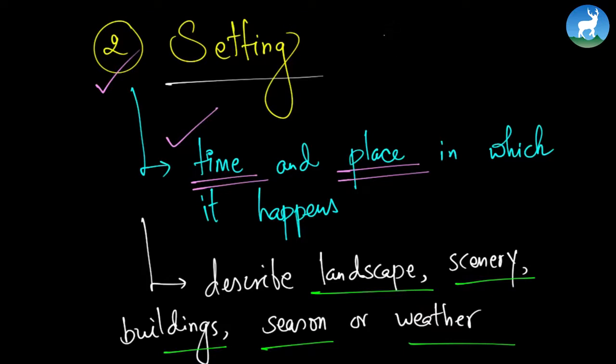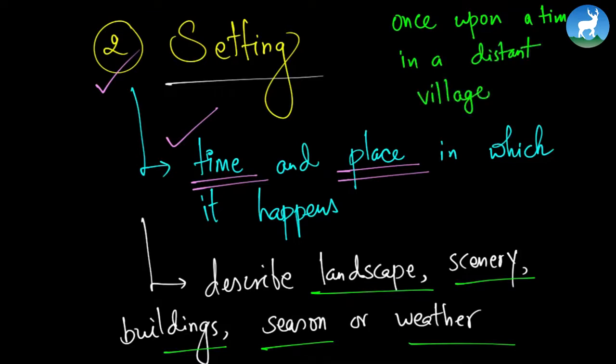So, writing once upon a time in a distant village would not do. What village? This is very vague. There has to be a strong sense of setting. And to create that strong sense of setting, one needs to be very specific. That is my point. Now we come to the third element of the short story, which is called plot.